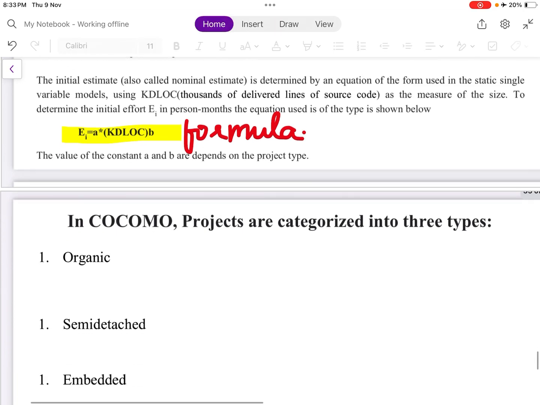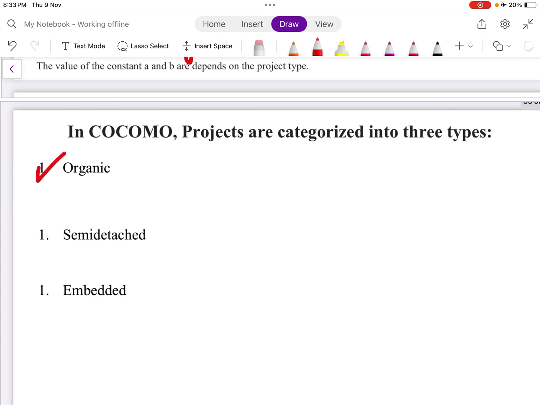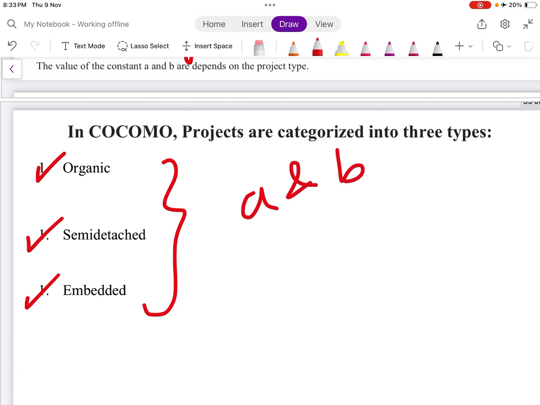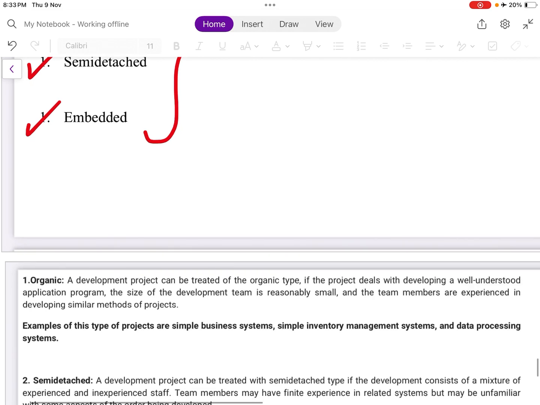The values of the constants A and B depend on the project type. What are the types of project? There are 3 types of project: organic, semi-detached and embedded. We will see for all these types what the values of A and B are when we are solving the sums. We will see that.